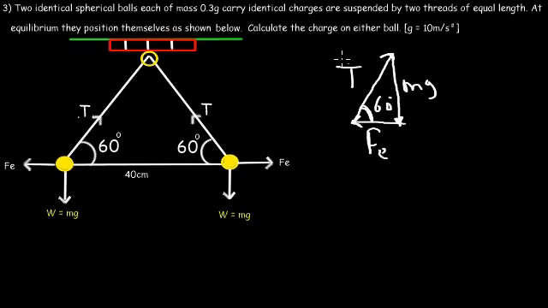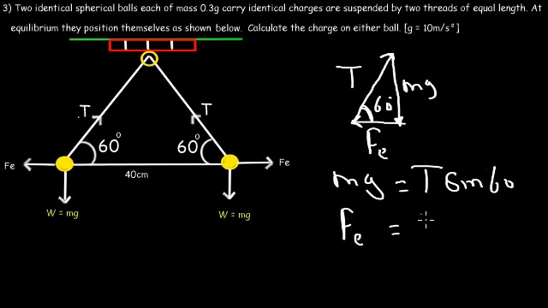Now, I would like to resolve the tension force. Using trigonometric functions, we can clearly say that the weight force mg is equal to the tension force multiplied by sine of 60 degrees, and the electric force F sub E is equal to the tension force multiplied by cosine of 60 degrees. This will help us get the weight force, the tension force, and the electric force. And having gotten that, we can get the magnitude using the definition of electric field.